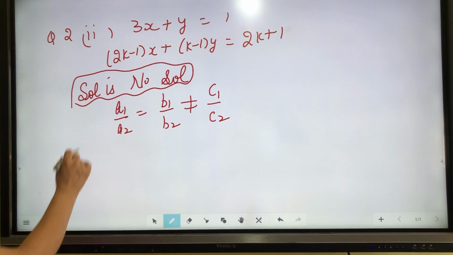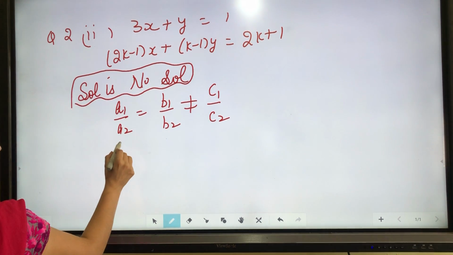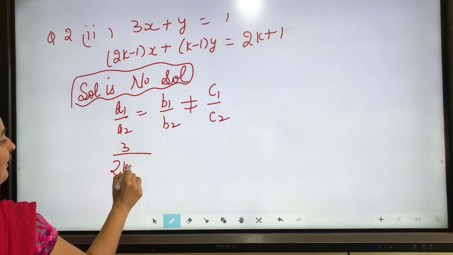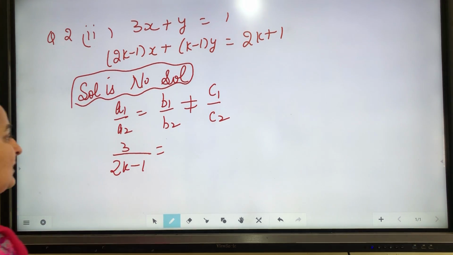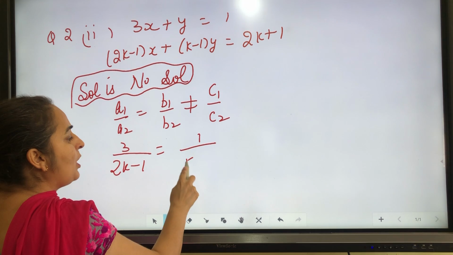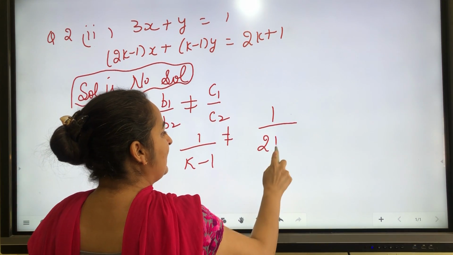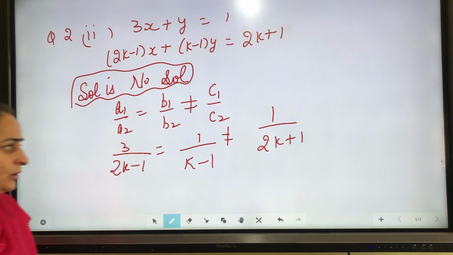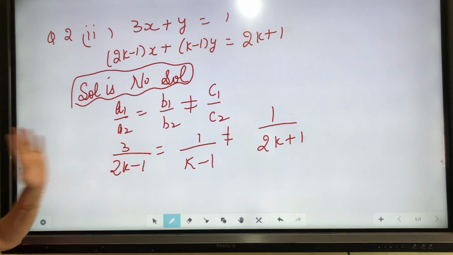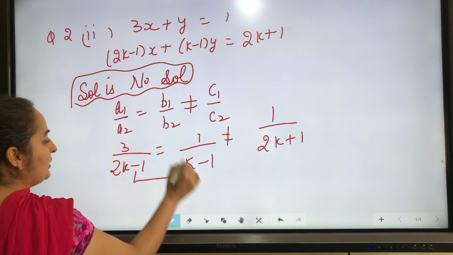What is the coefficient of x here? That is 3 upon 2k − 1, and in next step what is the coefficient? That is 1 upon k − 1, and next is not equal to 2k + 1. And we want to find here the value of k. For finding the value of k, consider any two with an equal sign.